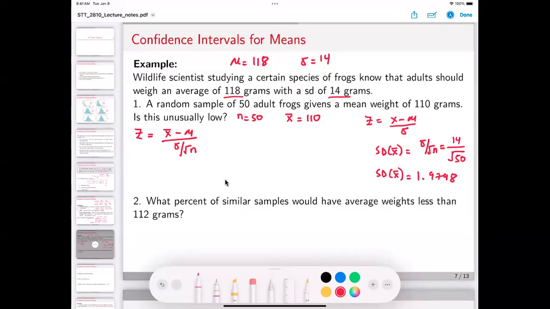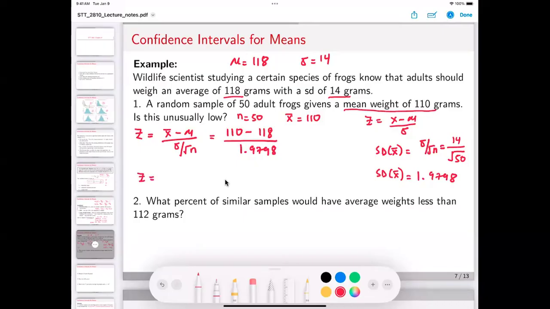Now to compute the z-score, x bar is the sample mean, which we are given a mean weight of 110. So 110 minus mu, the population mean, which we were given to be 118, divided by this, we got 1.9798. So what is our z-score?